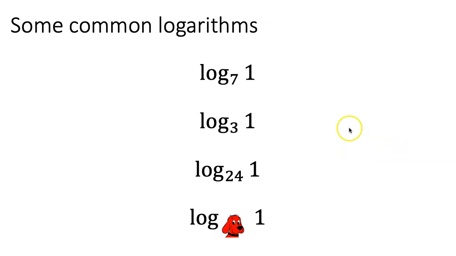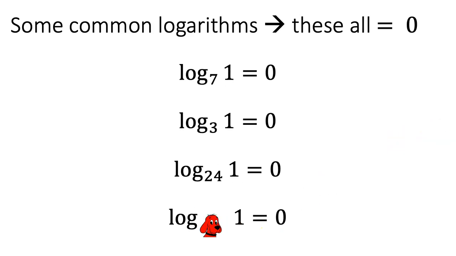Here's some other special ones. Log base 7 of 1, log base 3 of 1, log base 24 of 1, log base Clifford of 1. These all have the same answers. They're all 0. Remember, the output of a logarithm is an exponent. 7 to the 0 power is 1. 3 to the 0 power is 1. 24 to the 0 power is 1. And Clifford to the 0 power is 1.